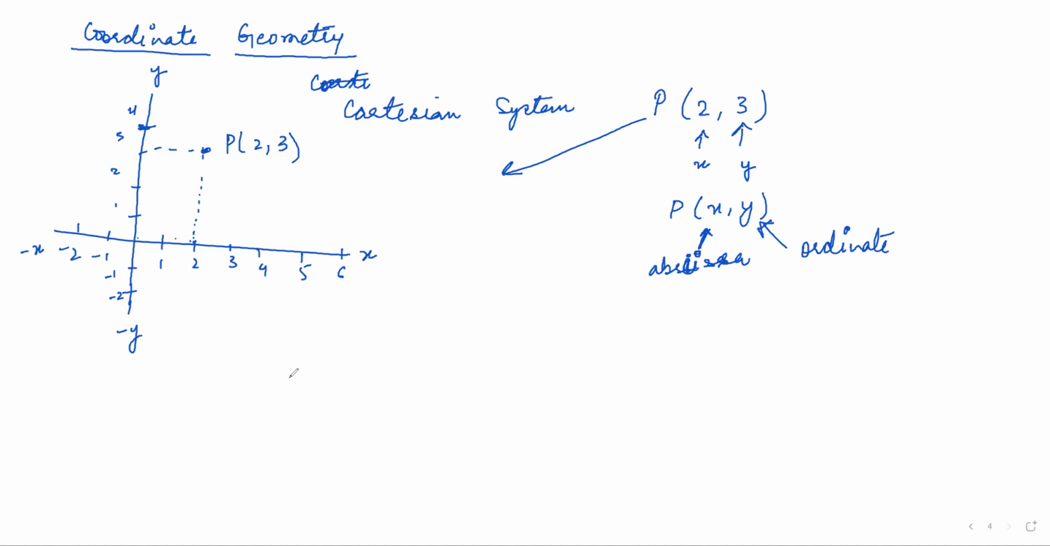Now if you have, for example, one more point here, let's say another point Q, which is 5 and 2. Now you need to find the distance between these 2 points. How will you find the distance between these 2 points? There's a formula which we will use here, which is called the distance formula. I'm not going into the proof of it. Just note down the formula.